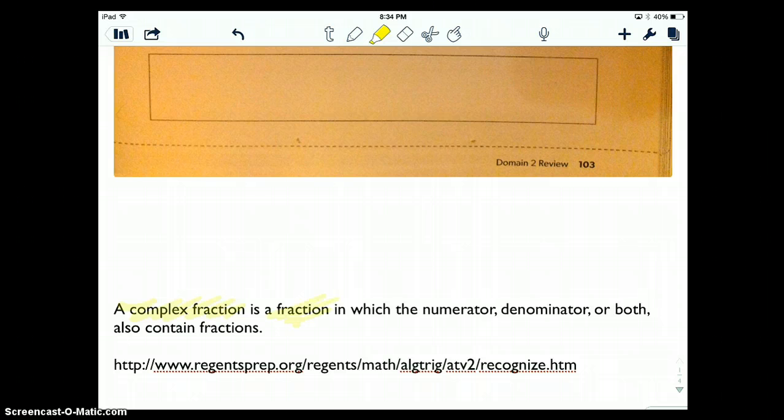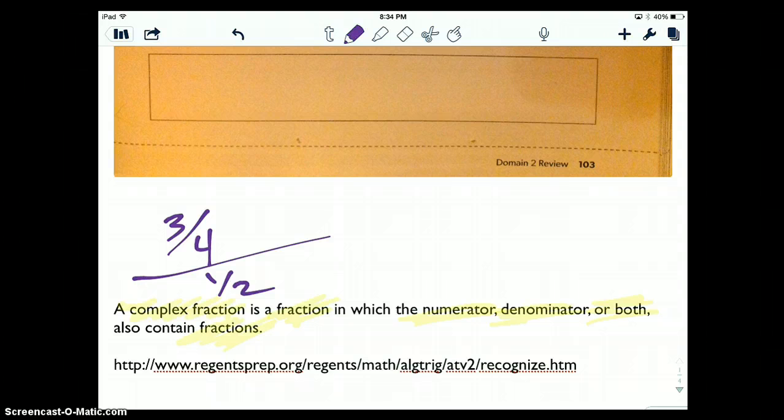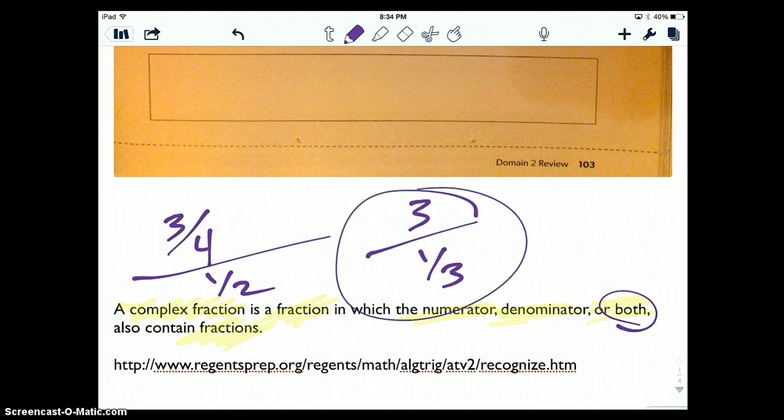Before I give you that minute, I do want to tell you that a complex fraction is a fraction in which the numerator, the denominator, or both also contain fractions. So an example could be 3/4 over 1/2, because now both of them are fractions. Or I could have 3 over 1/3. So here, the denominator is a fraction. Here, both are fractions.